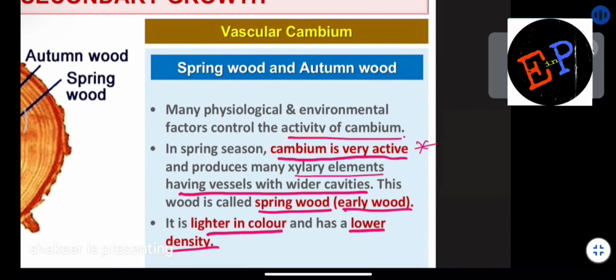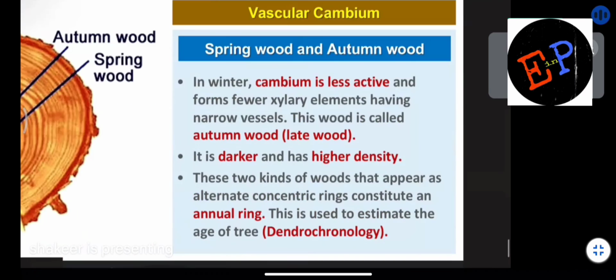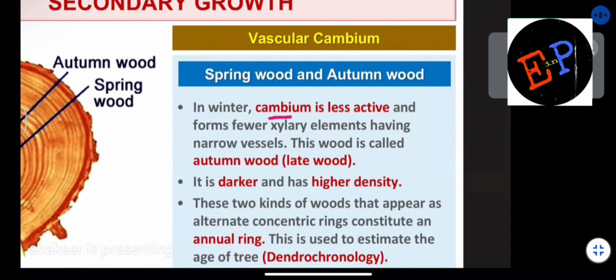Okay. So a huge number of divisions will take place in which season? In spring season. So therefore, very light colored wood will be developed in large mass in spring season. So the growth of a plant is larger in which season? In spring season, the plant grows by huge mass. Clear? Whereas in winter season, cambium is less active and forms fewer xylem elements having narrow vessels.